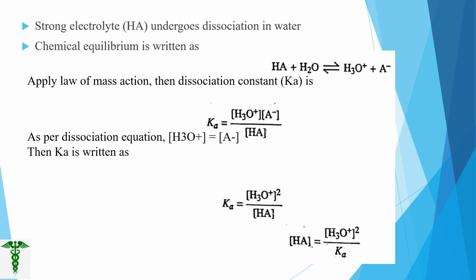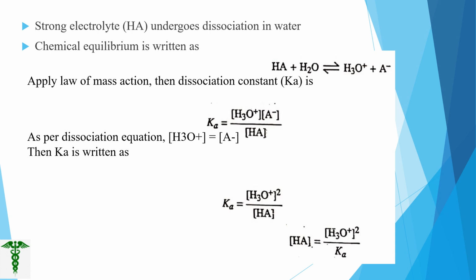So we write Ka equal to the multiplied concentrations of the right side divided by the multiplied concentrations of the left side. The equation becomes Ka equals hydronium ion concentration times A minus ion concentration divided by HA concentration, and we are not neglecting the water part. As per the dissociation equation, the hydronium ion concentration is equal to the A minus ion concentration. So on that concept, the equation becomes: both are equal, right? Hydronium ion concentration squared divided by HA.